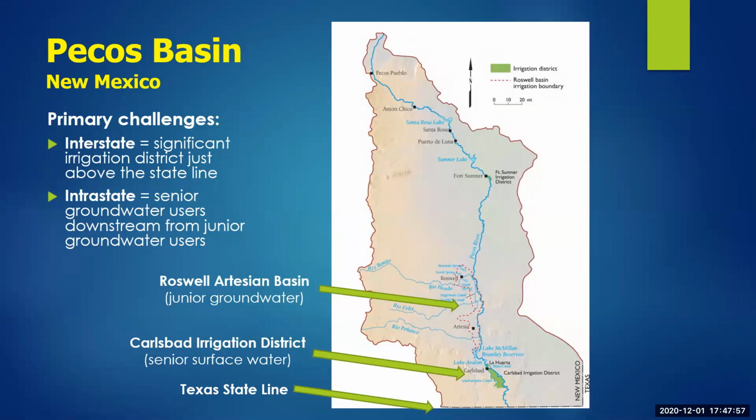And then we also have the interstate challenge of senior surface water users downstream from junior groundwater users. So in terms of priority administration, obviously that's a challenge. In years in which Carlsbad is short, it's not like junior groundwater users can stop pumping and immediately that water reaches Carlsbad. So that presents some challenges within New Mexico.